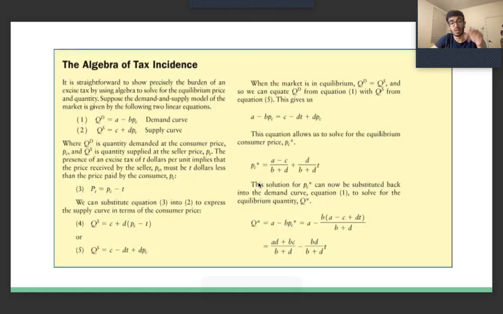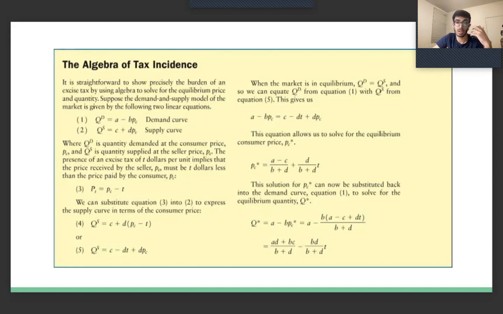Okay, so I thought this was an important thing in the textbook that might be useful to solve questions in the exam. So let's say you have a given tax T, and the question is asking you what the new equilibrium is and what is going to be the burden of the consumers, what's going to be the burden of the producers, and so on.